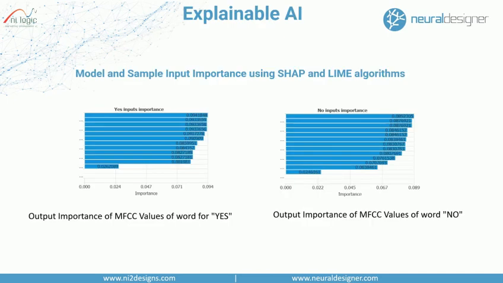Now, as we can see after training of our model, these are some statistics which help us to understand the functioning of our model, where we can see the importance of each MFCC value as an input which decides the output.